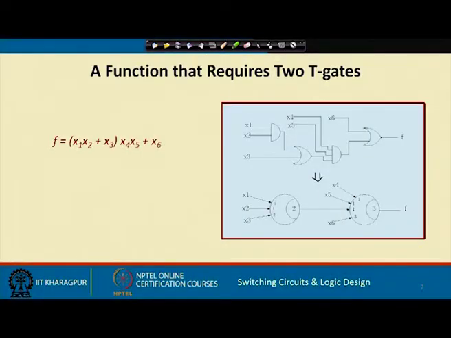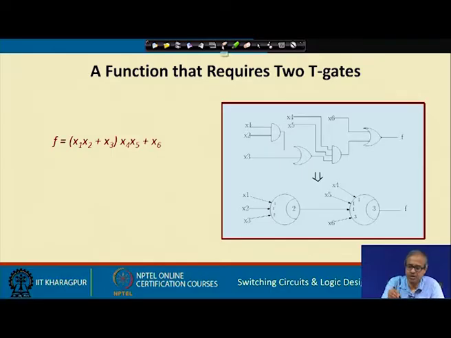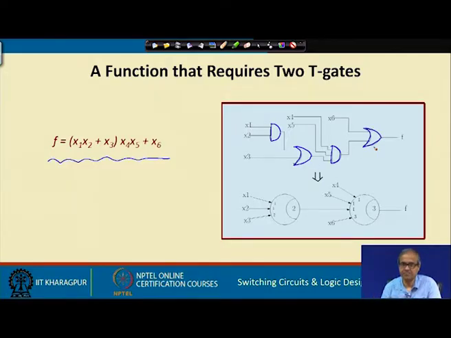Let us take another example where we are showing a function that requires more than one threshold gate for implementation. Here I am just showing the final solution, not going through the steps. This is a function of 6 variables. The lines are faint, but I am actually showing the gates. Using conventional logic, you will require 4 gates to implement it, 2 AND gates and 2 OR gates.